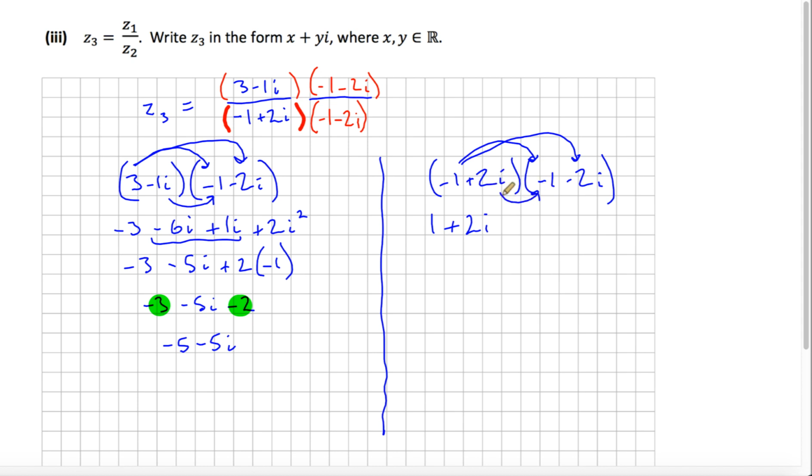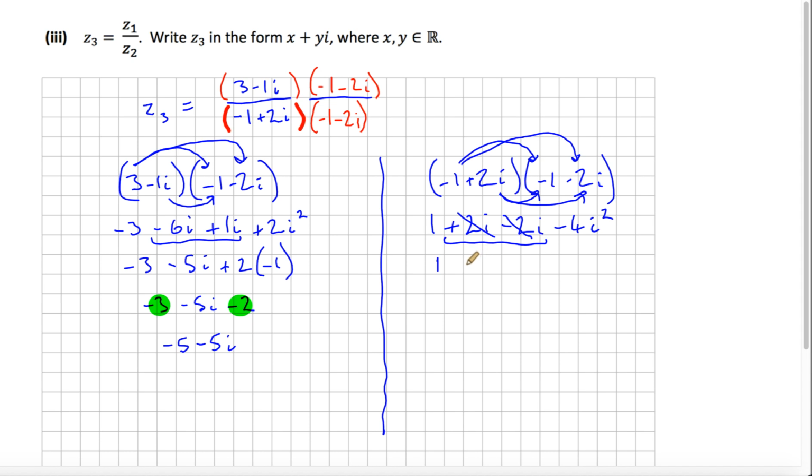Okay, and then we're going to do these two. Plus 2i by minus 1 is minus 2i, and plus 2i by minus 2i is minus 4i squared. Okay, so what have we got? Well, we've got the 1. Here we've got the minus 2i plus 2i. They combine to give nothing, 0.